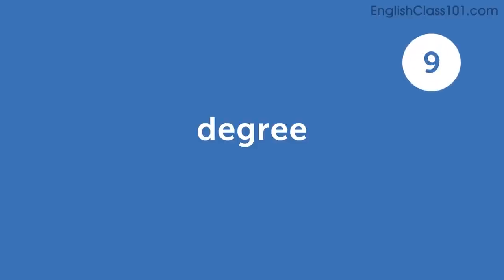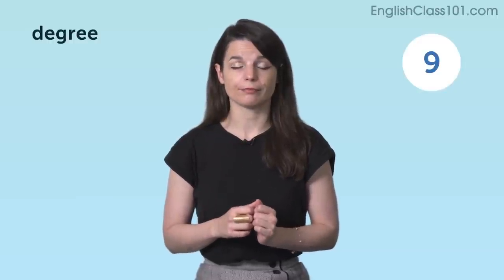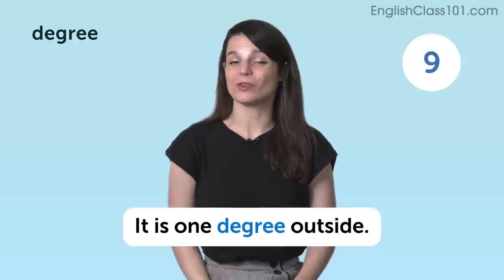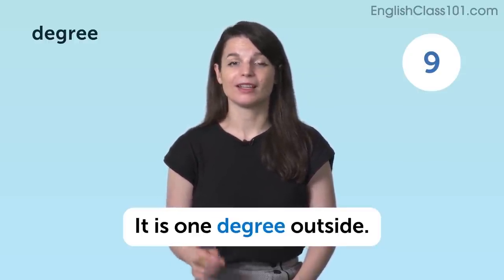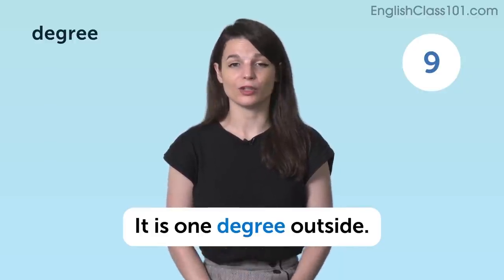Degree. So the word degree is the word we use for that small circle next to Celsius or Fahrenheit when we talk about the temperature. It is 1 degree outside.